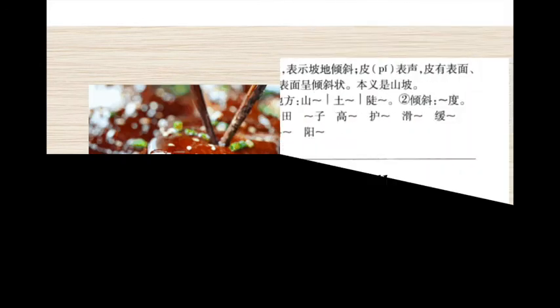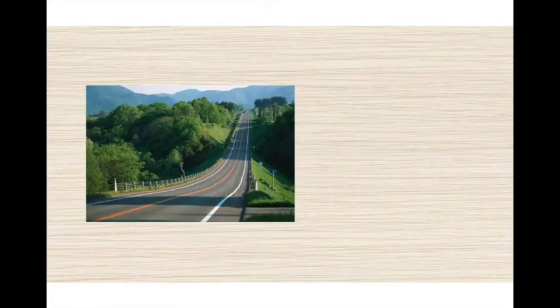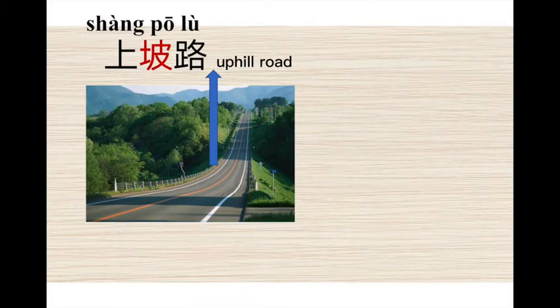东坡肉. Here I want to explain one of the Chinese characters of this dish name. 坡, the original meaning is hill. I prepared two Chinese vocabularies here. First, look at this picture, from the lower one to the higher one. This direction means uphill road. In Mandarin it is 上坡路. 上 means up, 坡 means hill, 路 means road. So uphill road is 上坡路.